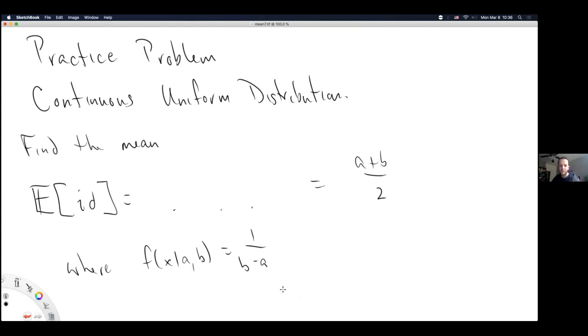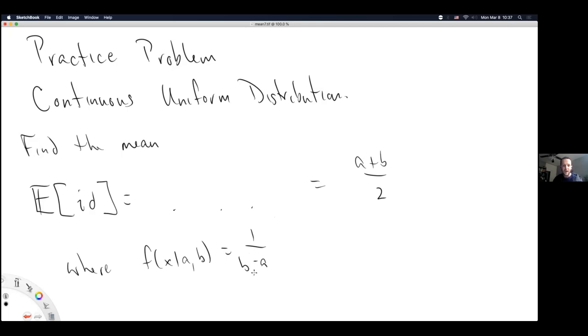Here's my practice problem for you all. This one is easier once you get started. The continuous uniform distribution doesn't deal with sums, but instead deals with an integral. And once you have the integral in front of you, it is actually not that difficult, because the density function for a continuous uniform doesn't have any x's in it. So the integral is fairly easy.